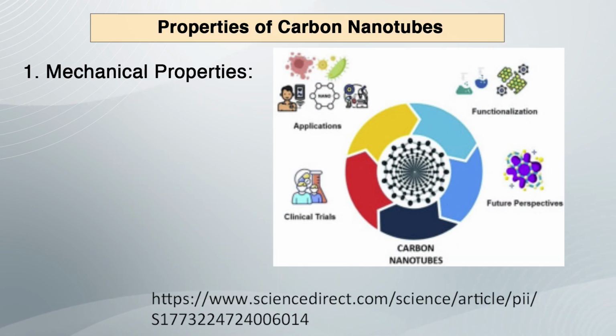What are the properties of carbon nanotubes? First is mechanical property. Carbon nanotubes are renowned for their exceptional mechanical strength and flexibility. They exhibit tensile strength up to 100 times greater than steel while maintaining remarkable flexibility. This strength is due to the strong sp2 hybridized carbon bonds in a hexagonal lattice. Carbon nanotubes can withstand extreme stress and strain without breaking, making them ideal for applications requiring a high strength to weight ratio, such as in composite materials and structural reinforcement.